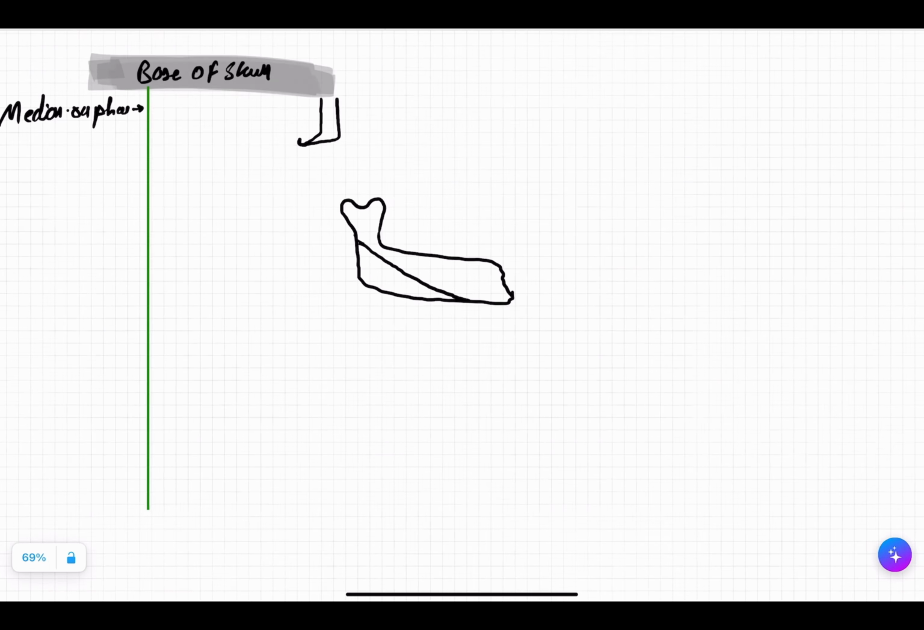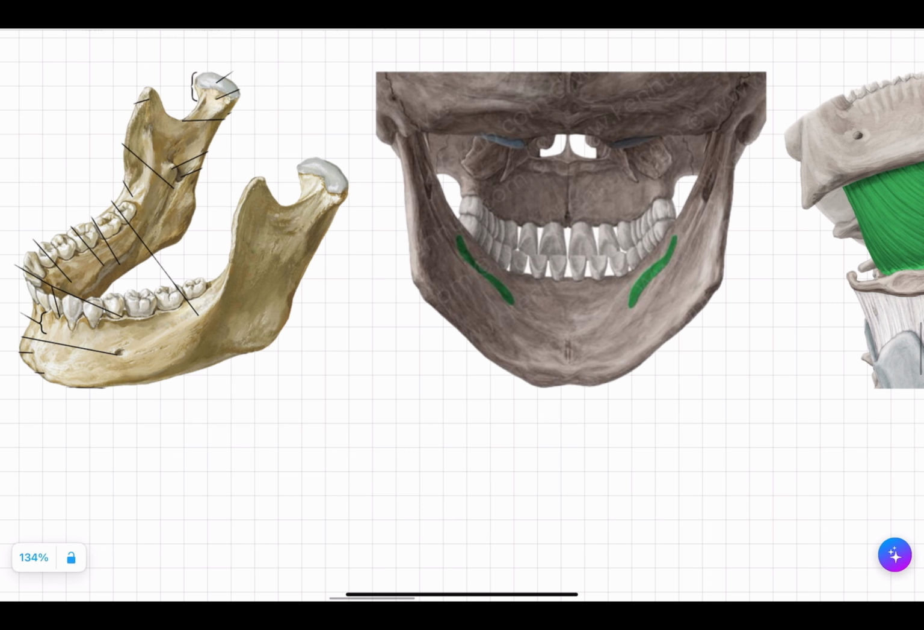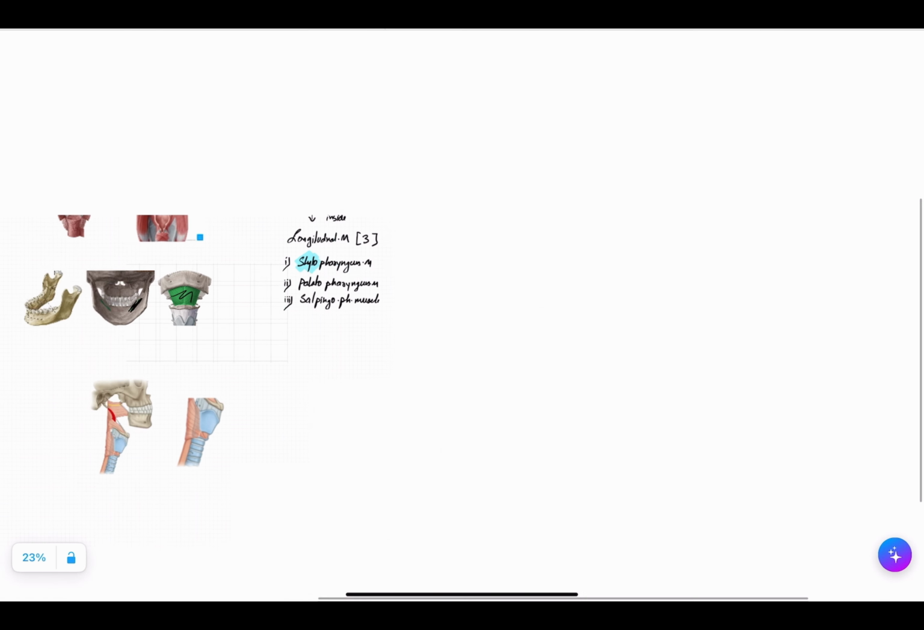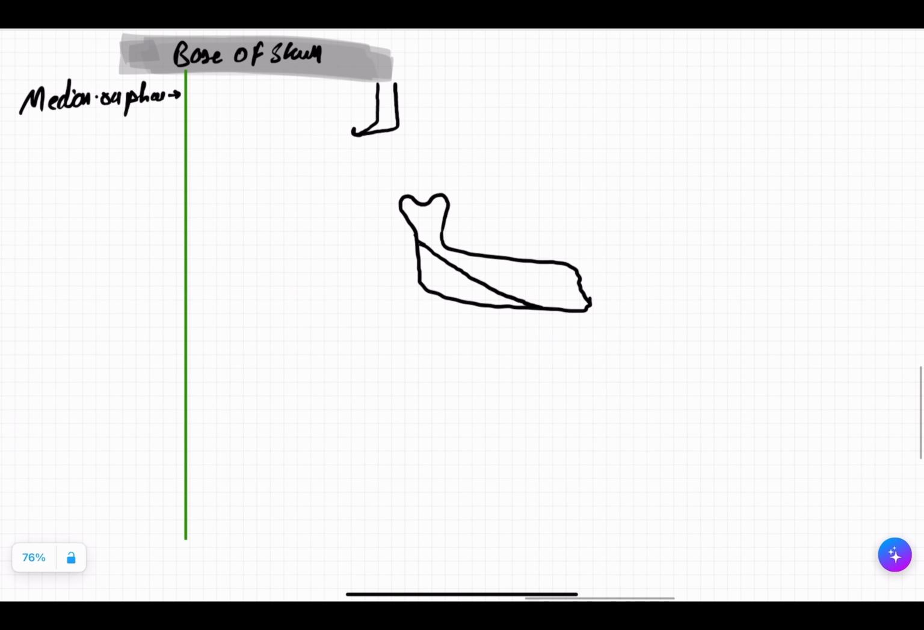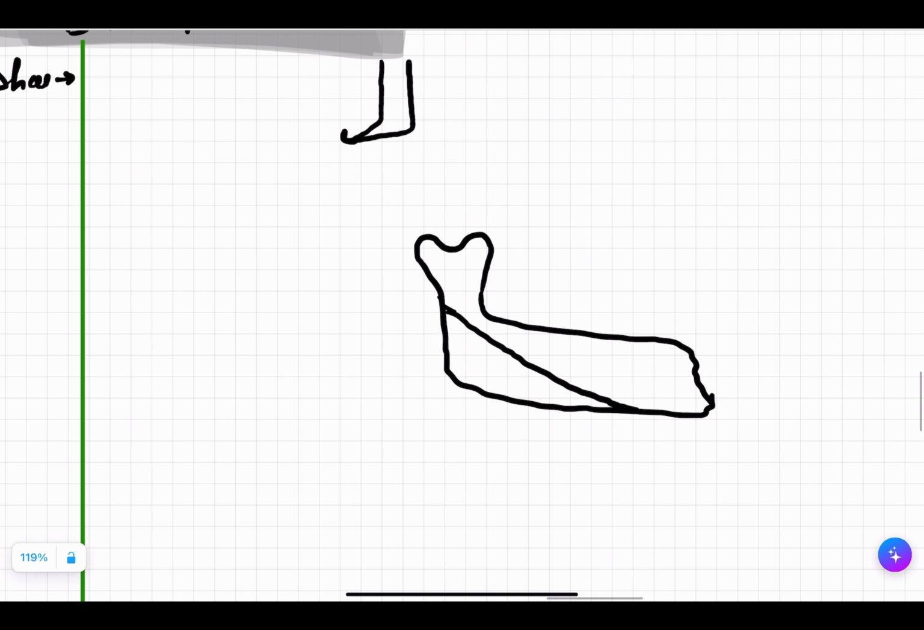Let me show you. What is it? This is your mylohyoid line here. You see this? Here the mylohyoid muscle attaches. So this line. So let's draw it now. One more thing. Pterygomandibular raphe. From the hamulus of the pterygoid process to the mandible, there is a raphe thickening of another membrane. This is known as pterygomandibular raphe.